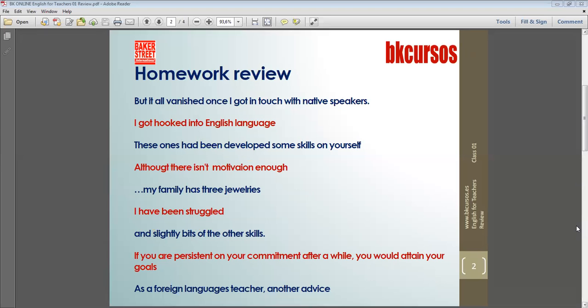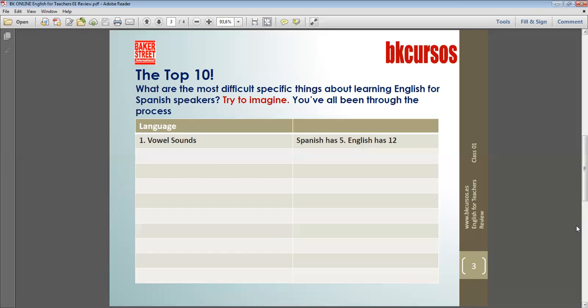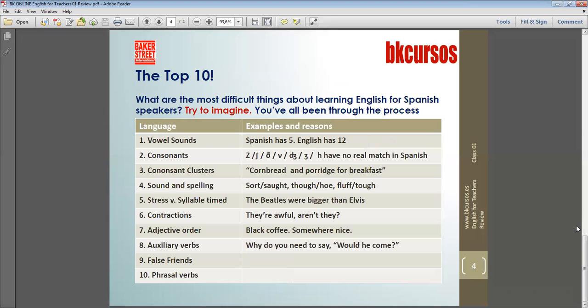So just one thing which I wanted to mention from last week. Remember, we spoke about the top 10 mistakes which Spanish people have in English, which were these ones. I just wanted to go over them very, very quickly. Vowel sounds, which we said that Spanish only has 5 vowel sounds.